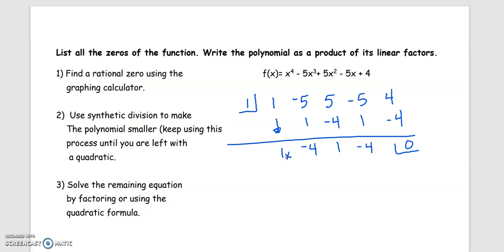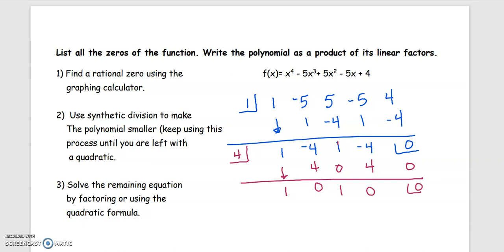So I need to do synthetic division again with my 4 with these same coefficients here. I'm just going to continue and do it again with the 4. 1, 4, multiply, add, oops, that's 0. There we go. Now add, multiply, add, multiply. Okay, so now this is an x squared. That's where we wanted to keep doing that process until we have a quadratic, and we have a quadratic now.